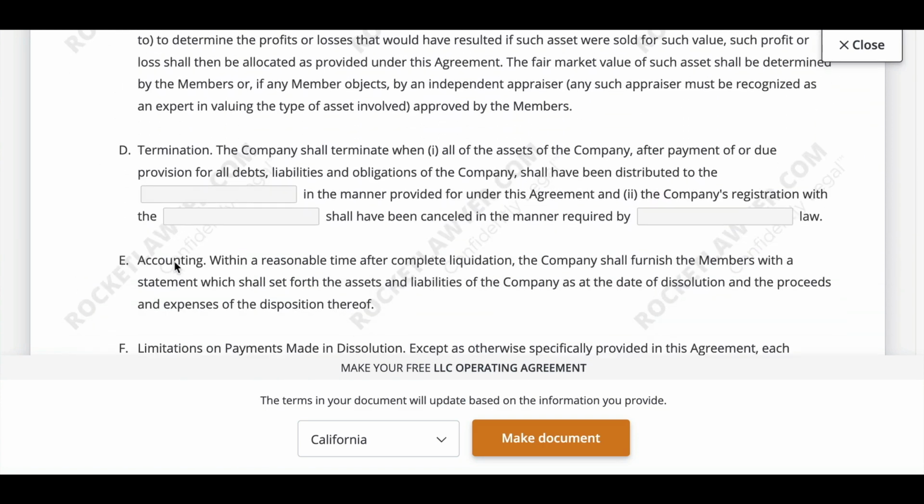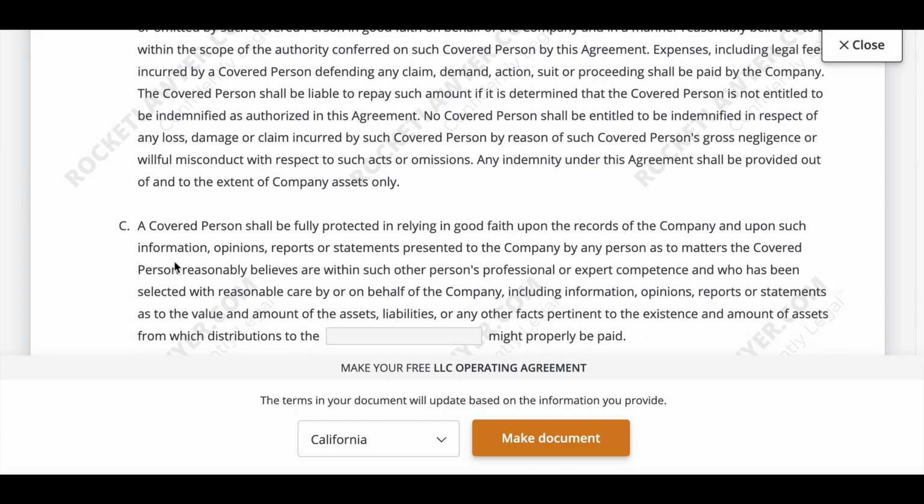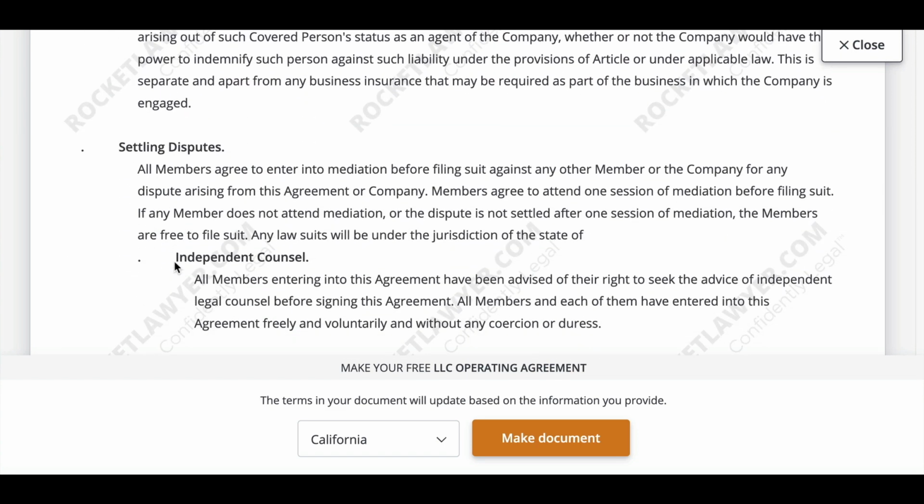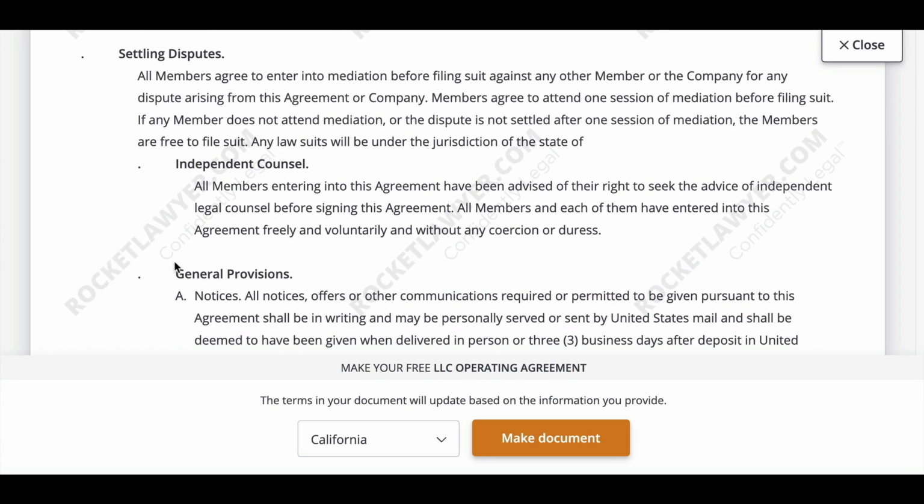What happens if there's a dissolution, if you need to shut the business down? Very important to plan for what happens in a termination, especially if there's multiple owners. If you're going to kick somebody out, how does that work? How disputes are handled. So this actually has some more language about disputes, like the fact that all members have been advised of the right to seek independent legal counsel before signing this agreement.